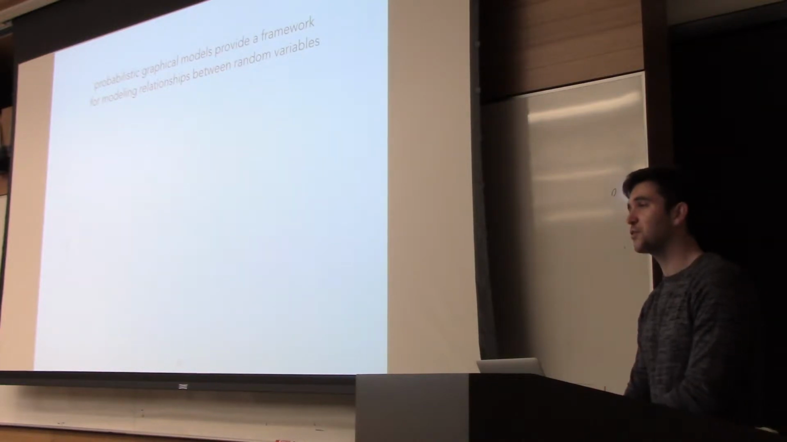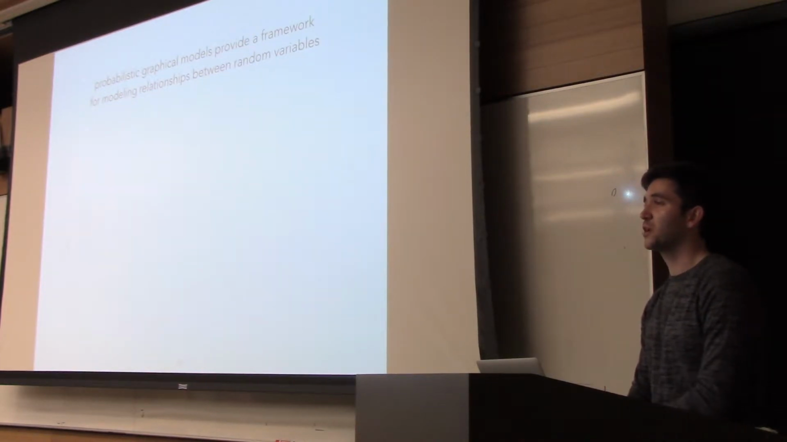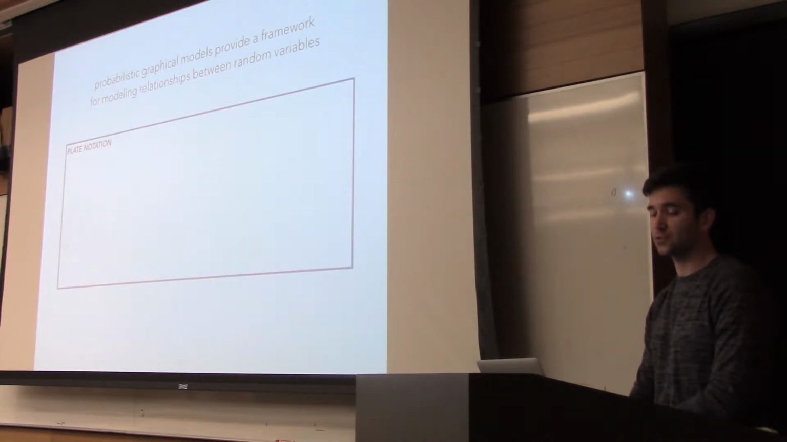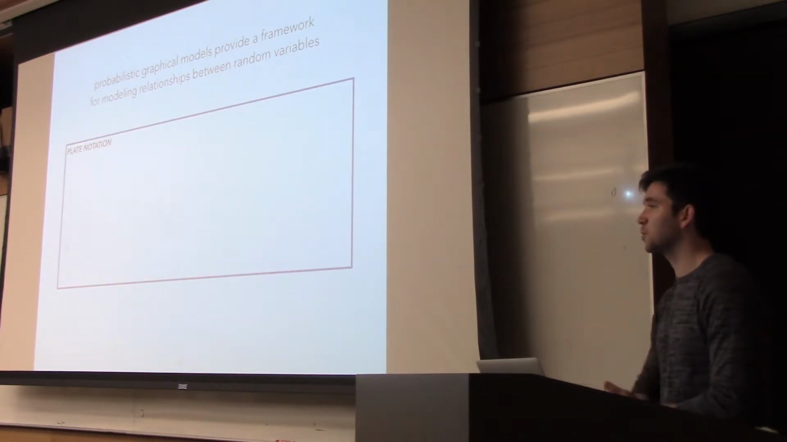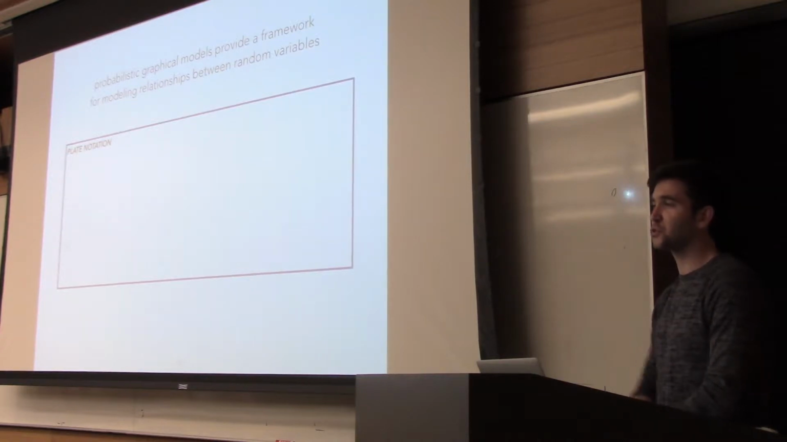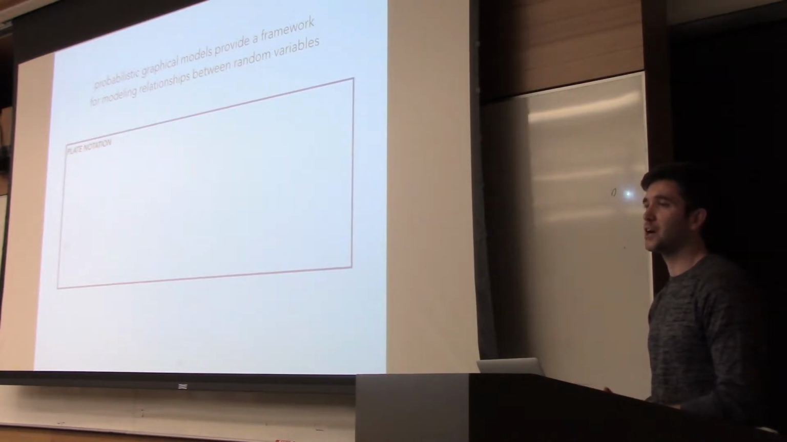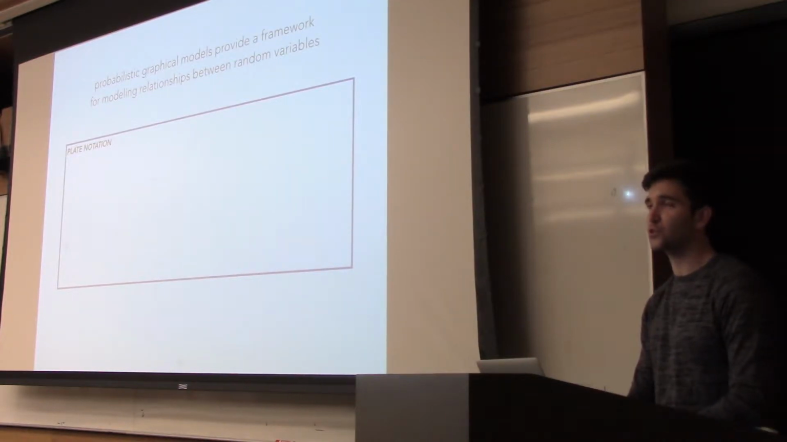And probabilistic graphical models give us a really nice framework for actually finding out these relationships between these random variables. So I'm going to quickly go over what's called plate notation. It's just a kind of shorthand for writing down these graphical models. You don't need to know it exactly, but it's typically useful.